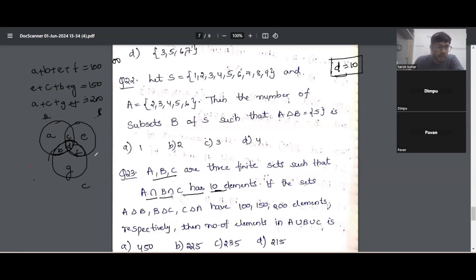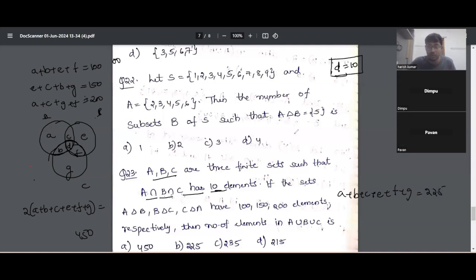Now, if we see, we have two A's, two C's, two E's, two B's, two F's. So let's add them. If you add them, what will I get? 2 into A plus B plus C plus E plus F plus G will be 200, 300 and 450. Therefore, A plus B plus C plus E plus F plus G is nothing but 225.